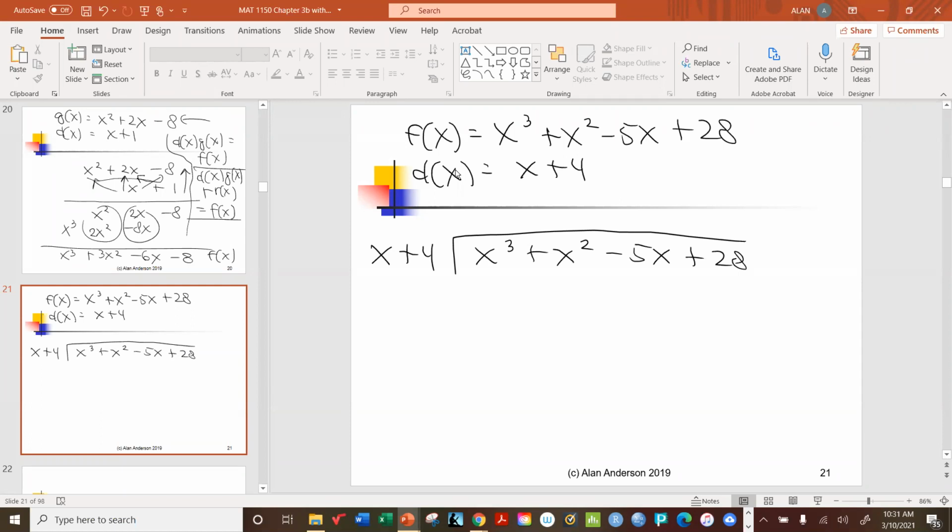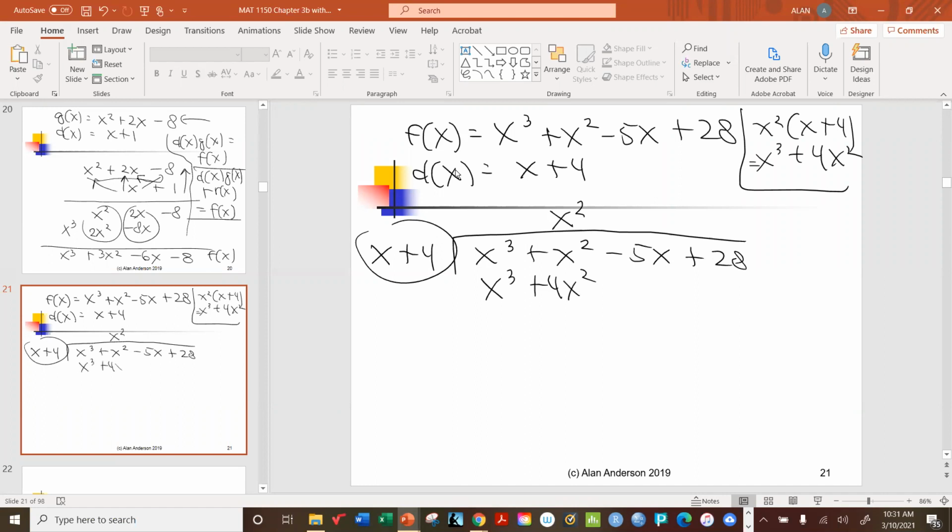All right. So the first thing we want to do is, as we go from left to right, eliminate these terms. So in order to get rid of this x cubed, we'll have x squared here, because x squared times the divisor is x cubed plus 4x squared. All right, so we'll put that here. Then we subtract the whole thing. So that means this becomes negative. And I've got 3x squared. Bring this down.